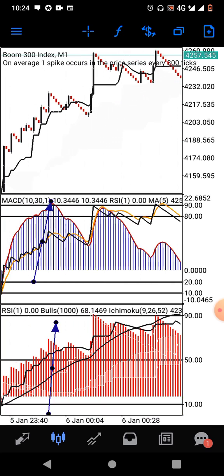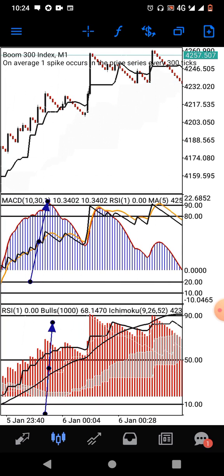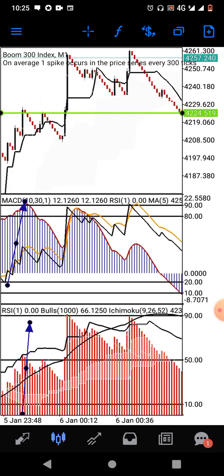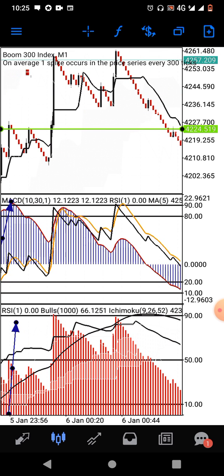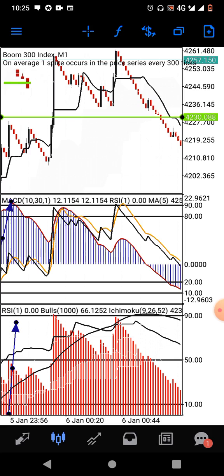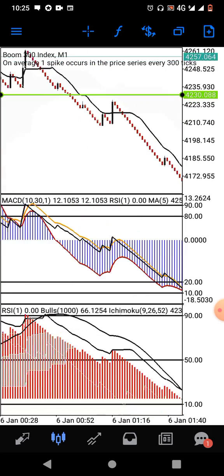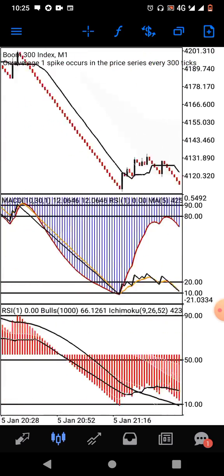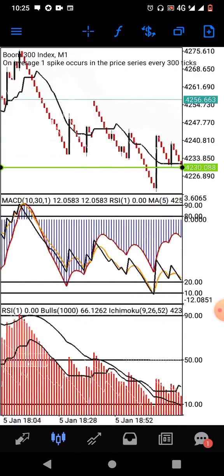Now we have another crossover again because we're still having our indicators at the overbought. So we have another crossover of Ichimoku. Right now you take another sell, and what happened? You profit. So there's not too much to this strategy.